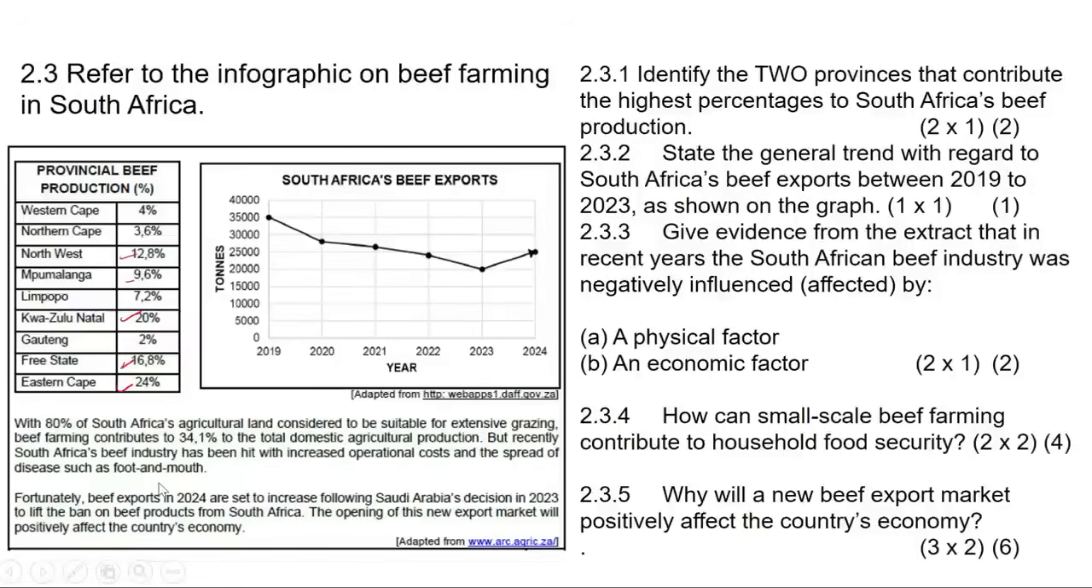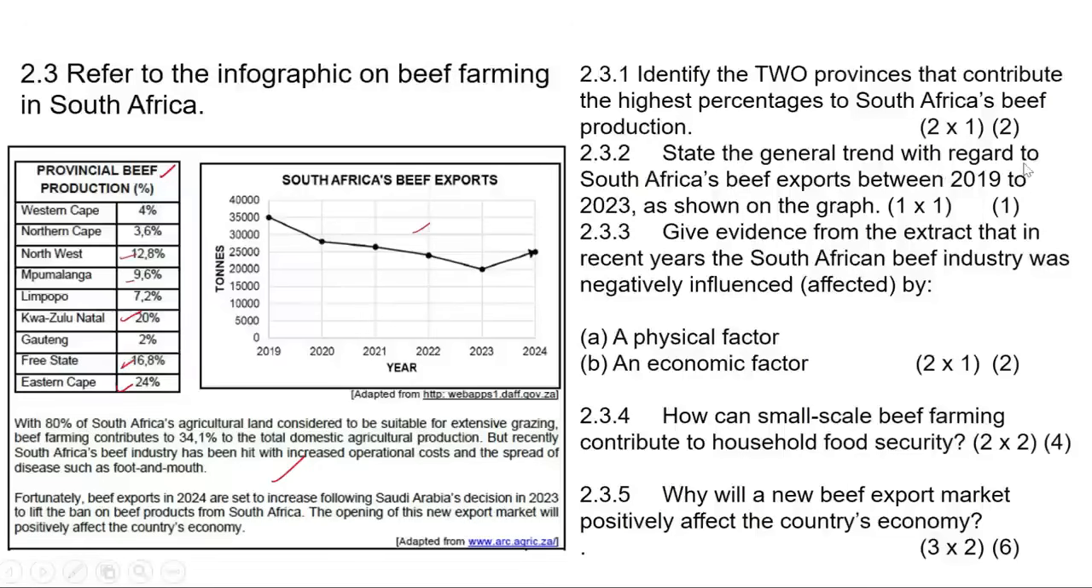Most of the questions on economic geography, especially these parts, will not be questions that come on their own. They are usually based on either an extract or an infographic. You can see this is an infographic. There's a table there, a graph there, and an extract there. So it will be based on something like this, where you can read and extract information from.